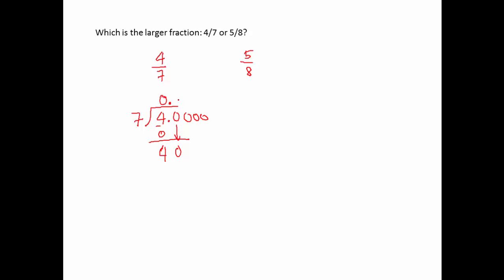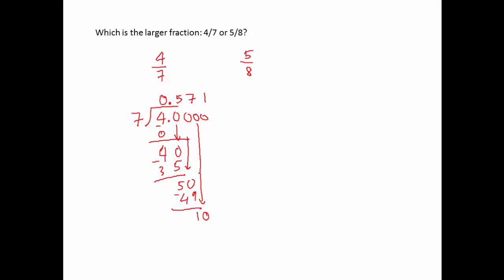So how many times does 7 go into 40? I guess 7 times 5 is 35. So 40 minus 35 is 5, and then bring down another 0 here. And then how many times does 7 go into 50? 7 times 7 is 49. This is less than 50, so yes, that's good. 50 minus 49 is 1.